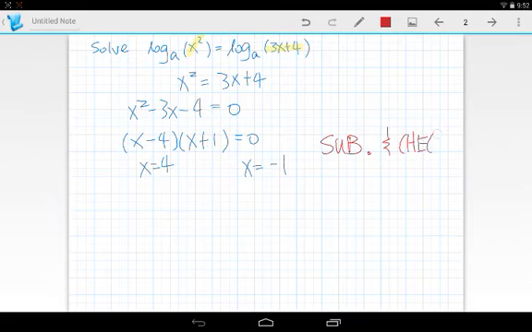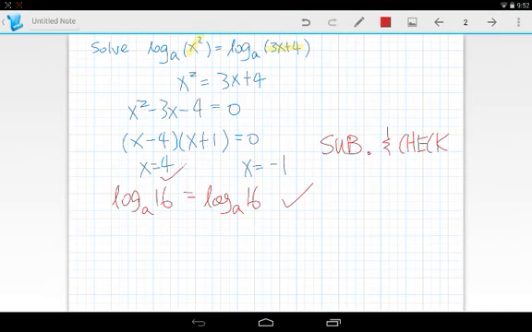So what we're doing here is taking these values, x equals 4 and x equals negative 1, and putting them back into my original equation to see if they're okay or not. So log of 4 squared, which gives me 16, to the base of a is equal to log of 4 times 3, 12, plus 4, that's 16 as well. So this is okay, no problem. So x equals 4 is good.